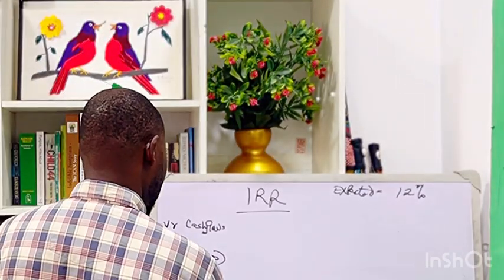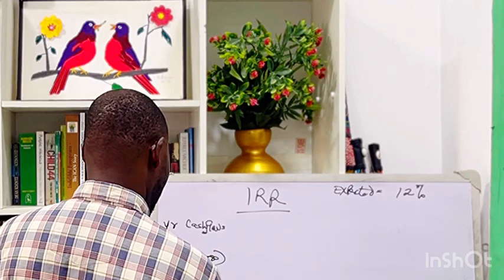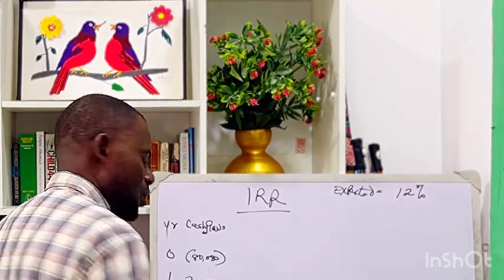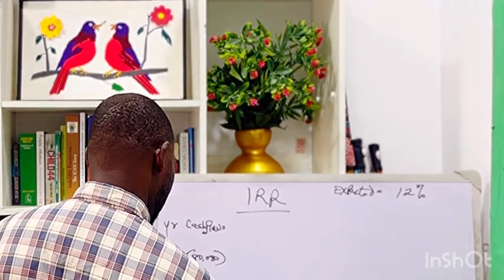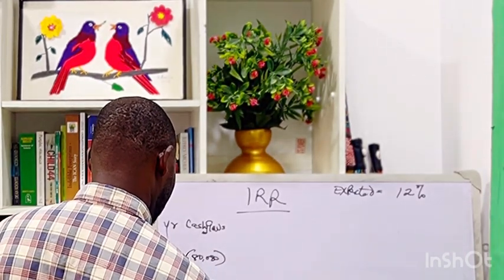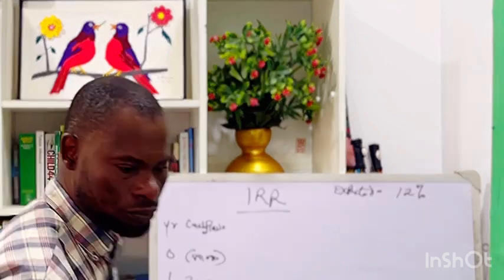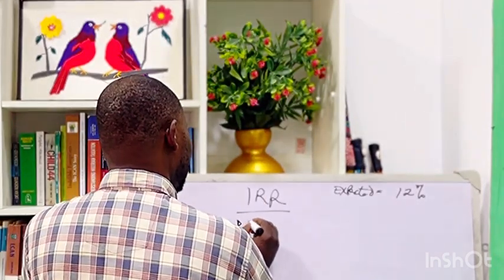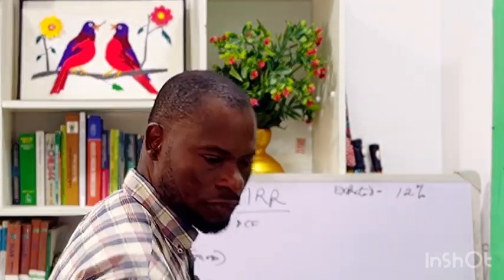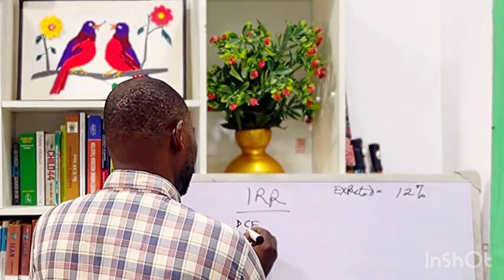So we have 20,000, 36,000, 30,000 and 17,000. Good. Now the DCF, so we'll say the discount factor is at 10%.